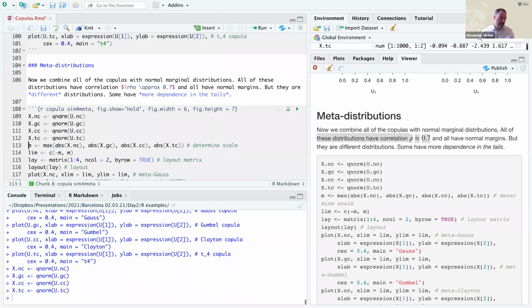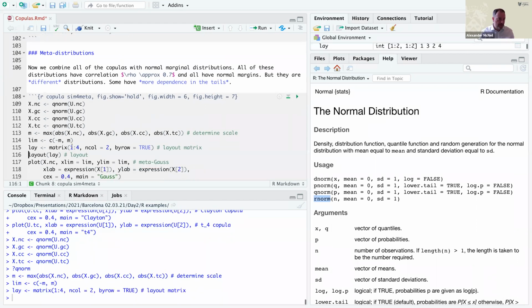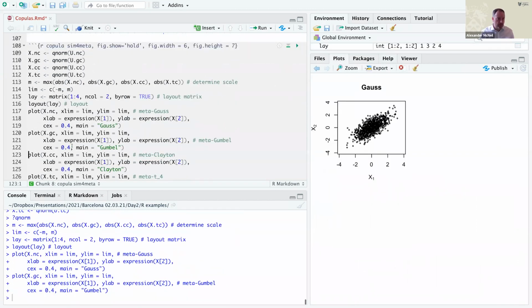quantile function of normal. You might be wondering, what's Q norm? Q norm is the quantile function of normal, whereas P norm is the distribution function. So you have distribution function, quantile function there in R, as well as the density, incidentally. And R norm is random number generation. So I've transformed them to normal. The next command is just to get an appropriate scale for the plots. And then we draw the 4 plots.